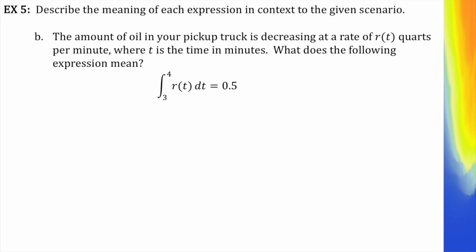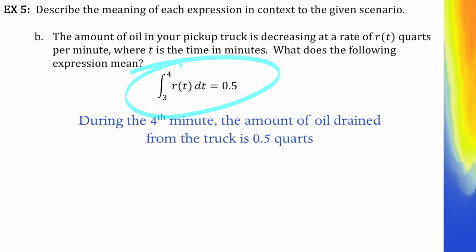What about this one? The amount of oil in your pickup truck is decreasing at a rate of R of t quarts per minute, where t is the time in minutes. So what does that mean? During the 4th minute, the amount of oil drained from the truck is 0.5 quarts.